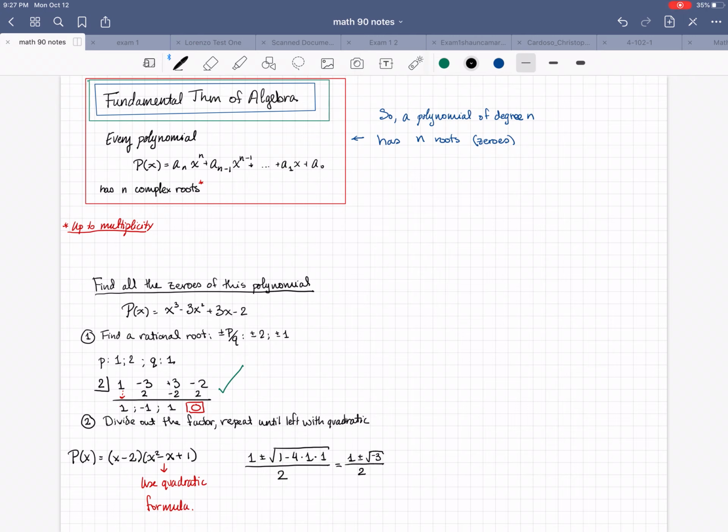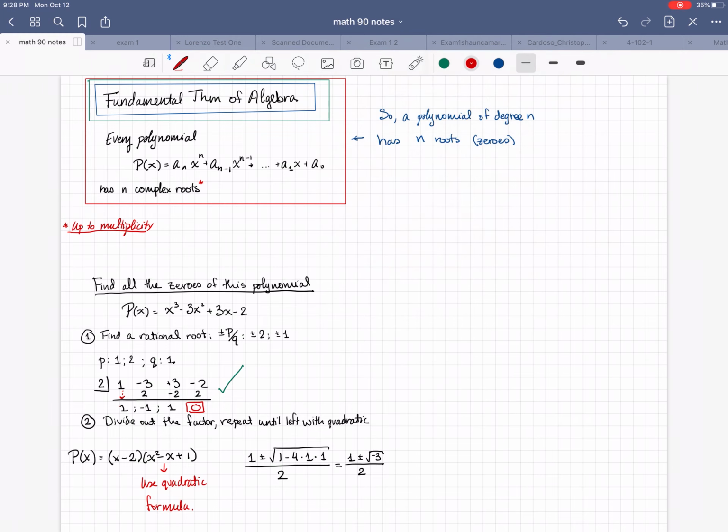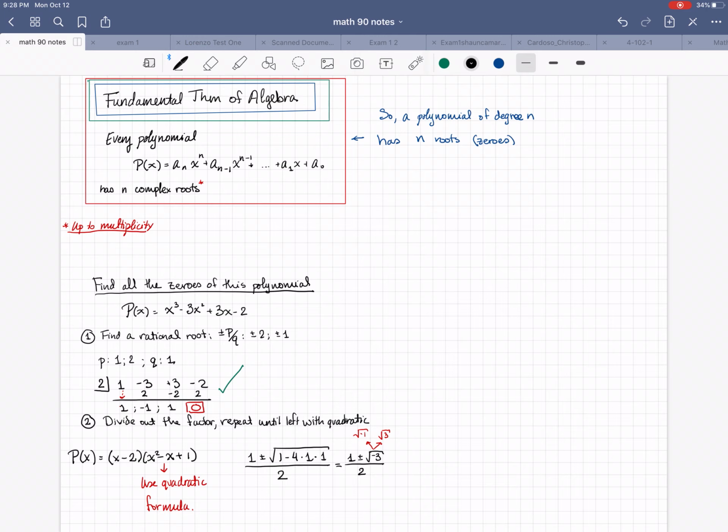Okay, so this is where we can say, well, look, the square root of -3, we can split that up into the square root of -1 times the square root of 3. And you will remember me saying that i is sometimes defined as the square root of -1. And so what we have here is 1 plus or minus i square root of 3 over 2.